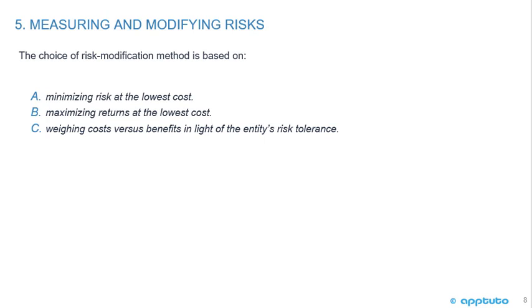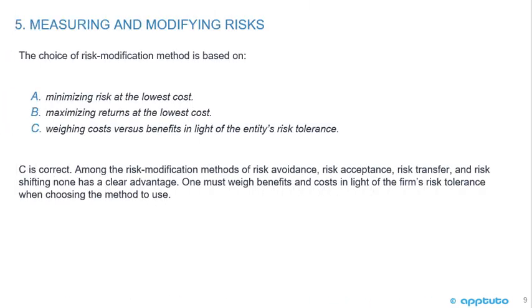We're going to finish this LOS with a quick practice question to check our understanding. The choice of risk modification method is based on A, minimizing risk at the lowest cost, B, maximizing returns at the lowest cost, or C, weighing costs versus benefits in light of the entity's risk tolerance. The correct answer is C. Among the risk modification methods of risk avoidance, risk acceptance, risk transfer, and risk shifting, none has a clear advantage. One must weigh benefits and costs in light of the firm's risk tolerance when choosing the method to use.